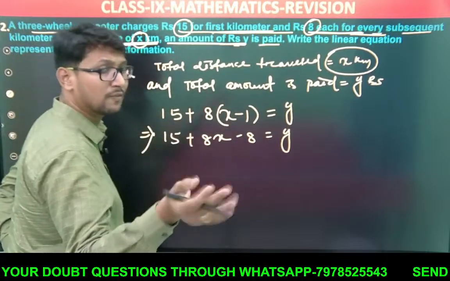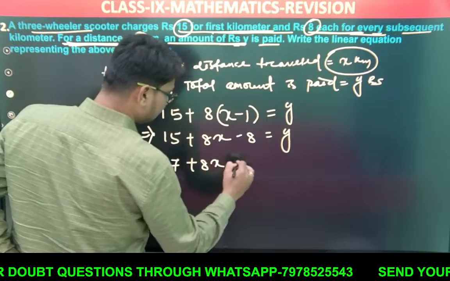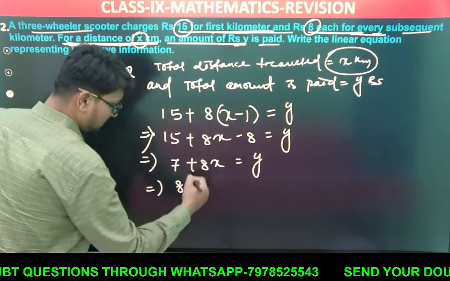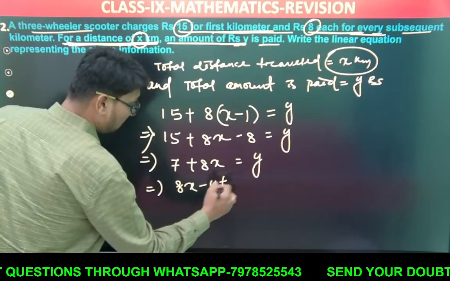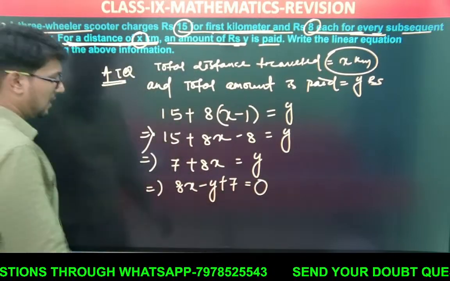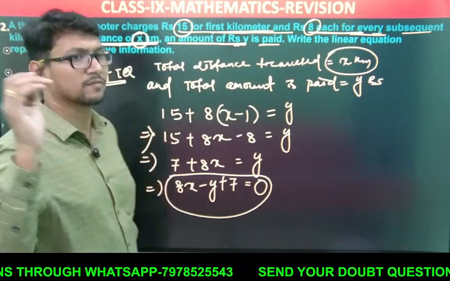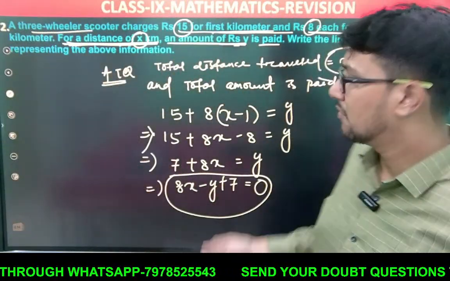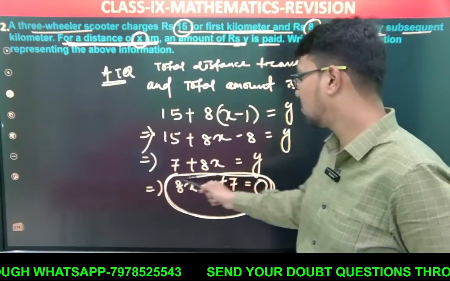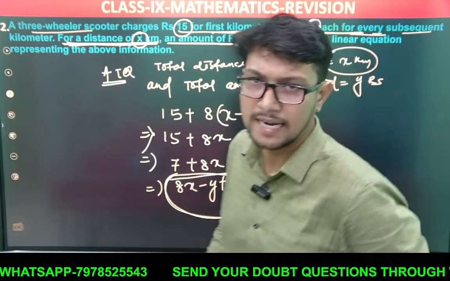What is y? y is the total fare, the total amount. So 15 minus 8 is 7, plus 8x is equal to y. This implies 8x minus y plus 7 is equal to how much? 0. And this is the required equation of the above situation. This is the equation which explains the above situation. I hope this is clear to all. Have a look and note it down in your copy.